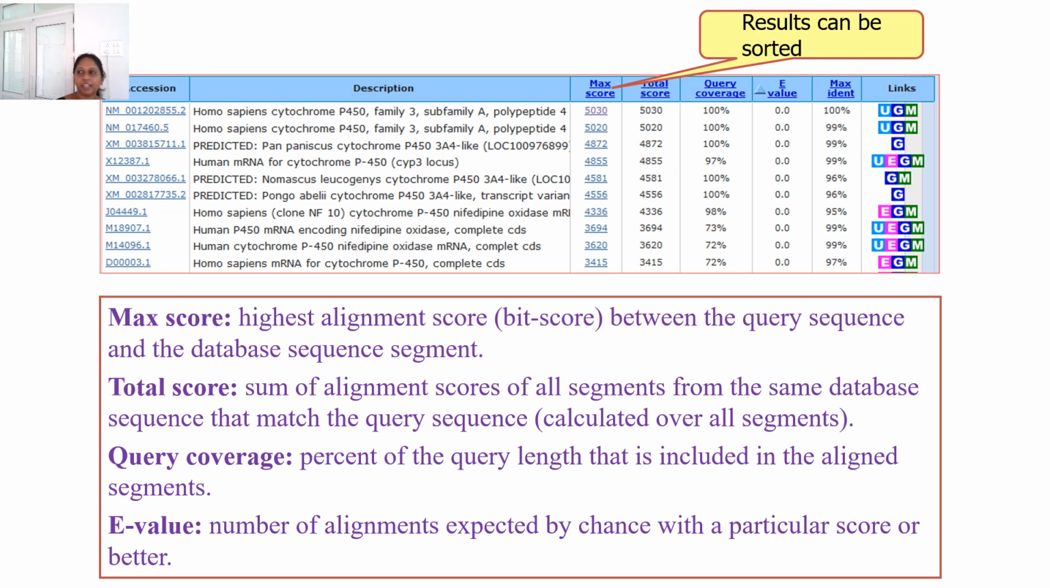Clear to all of you? Everyone? Yes. So E stands for the expected value: the number of alignments expected by chance. If you have a higher score, then you may expect a better alignment than this. So when the E-value is lesser, it means that the alignment you got is good.